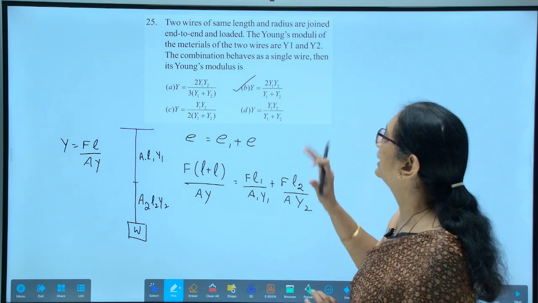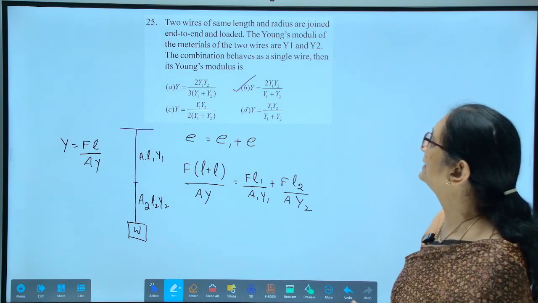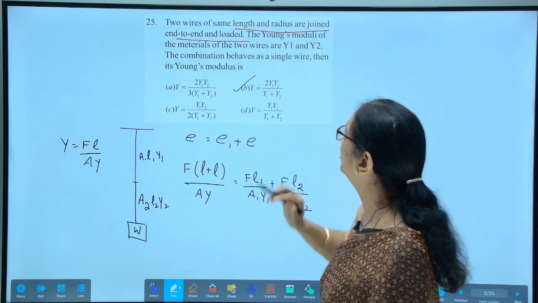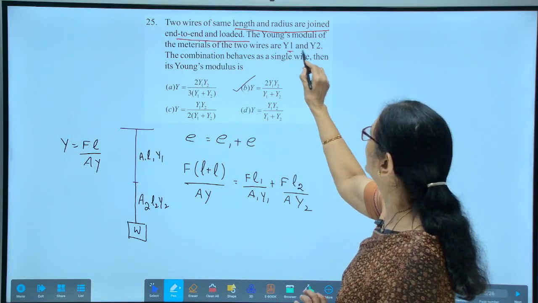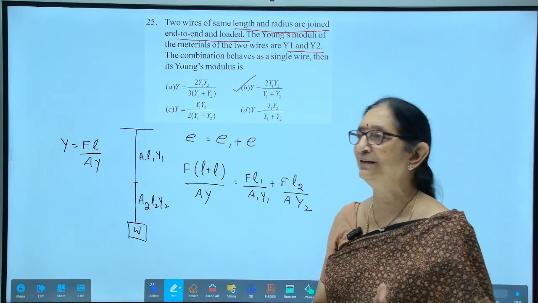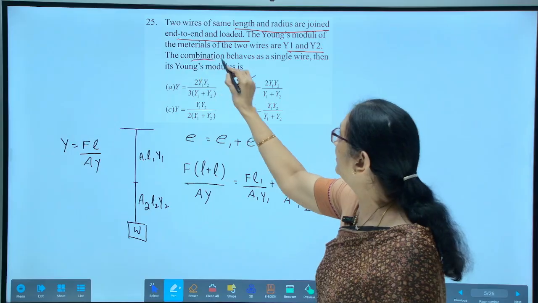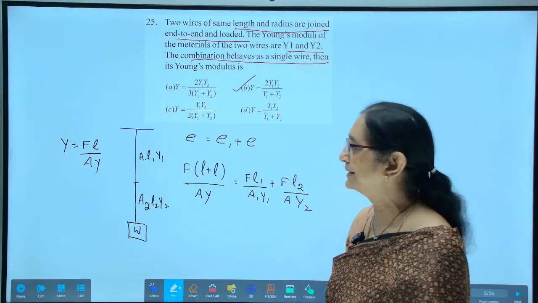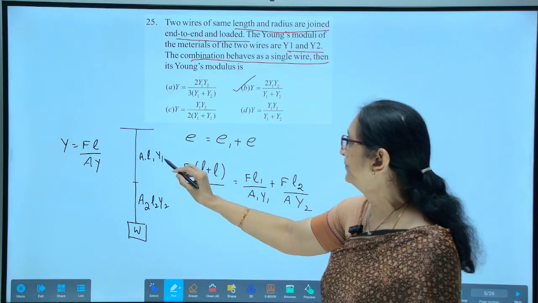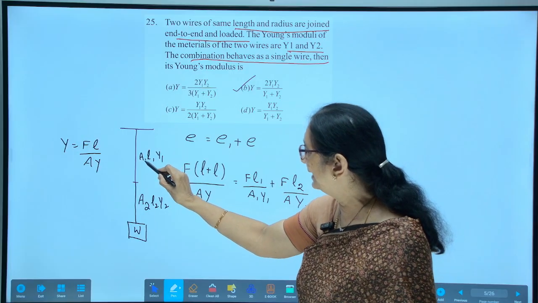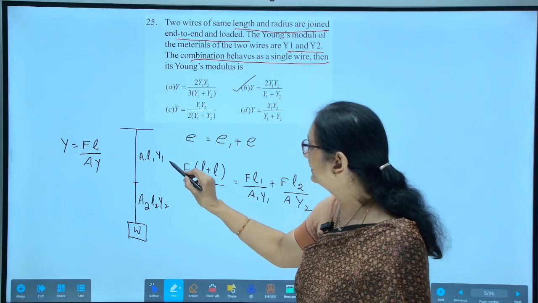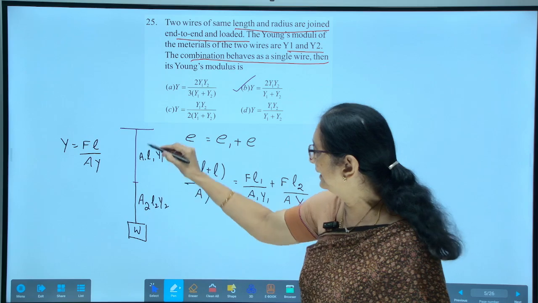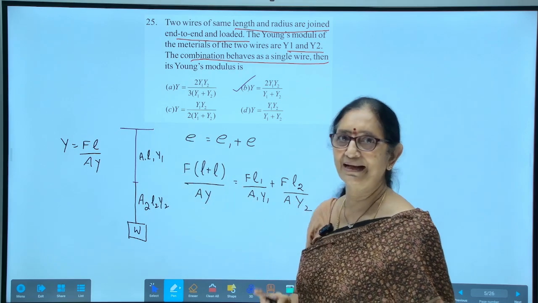Okay, so look into this next problem. Two wires of same length, same radius are joined end to end and loaded. Young's moduli are given as Y1 and Y2. If the combination behaves as a single wire, then what is the Young's modulus of the single wire? You see here, two wires of same area of cross section, same length, but Young's moduli Y1 and Y2 are connected end to end, a load is attached.